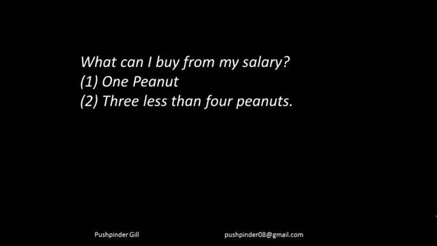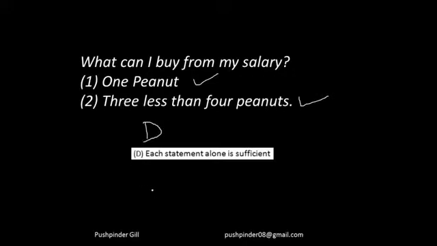Okay, now let's talk about answer choice D. You can clearly make out from this question, what can I buy from my salary? The first statement says, okay, 1 peanut. The second statement, 3 less than 4 peanut, again 1 peanut. So both the statements are individually able to give me the answer. That means my answer is D. D would be the answer if each statement alone is sufficient to give me the answer. The first statement is giving me the answer and the second statement is giving me the answer. So if both the statements are able to give me the answer, that means D is my answer.